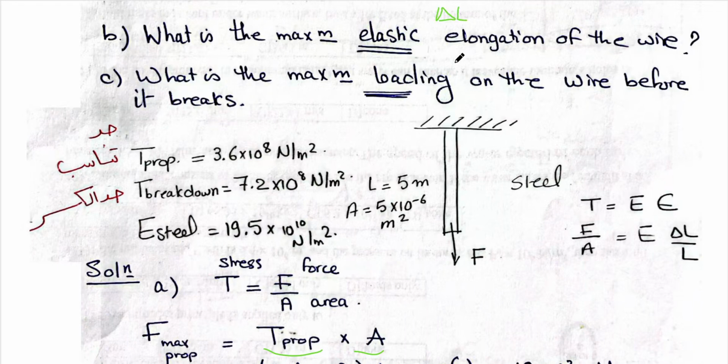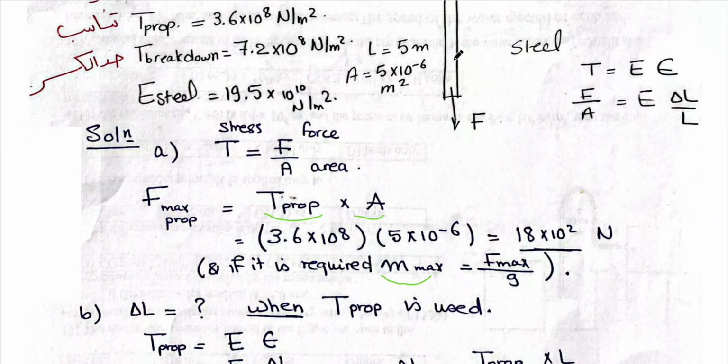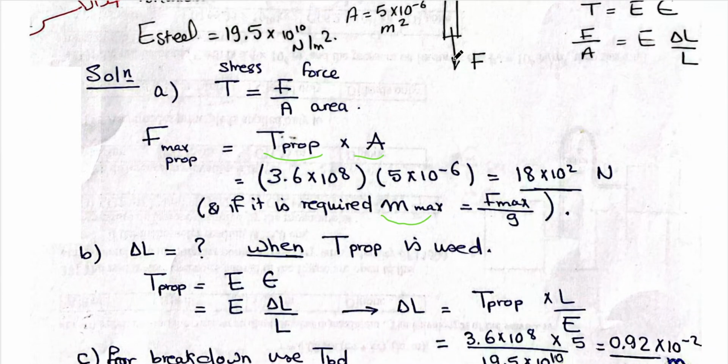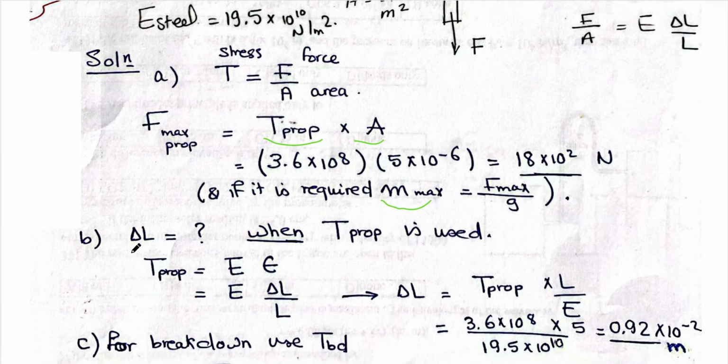Delta L maximum is when using the maximum force or the proportional stress. We put the law: proportional stress equals Young's modulus multiplied by the strain. The strain is delta L over L. Put delta L on the left side of the equation. On the other side, you will have the proportional stress multiplied by L over E. Substitute with the given proportional stress, L is 5 meters, and Young's modulus. You will find the delta L, which is the elongation that happened in the wire.